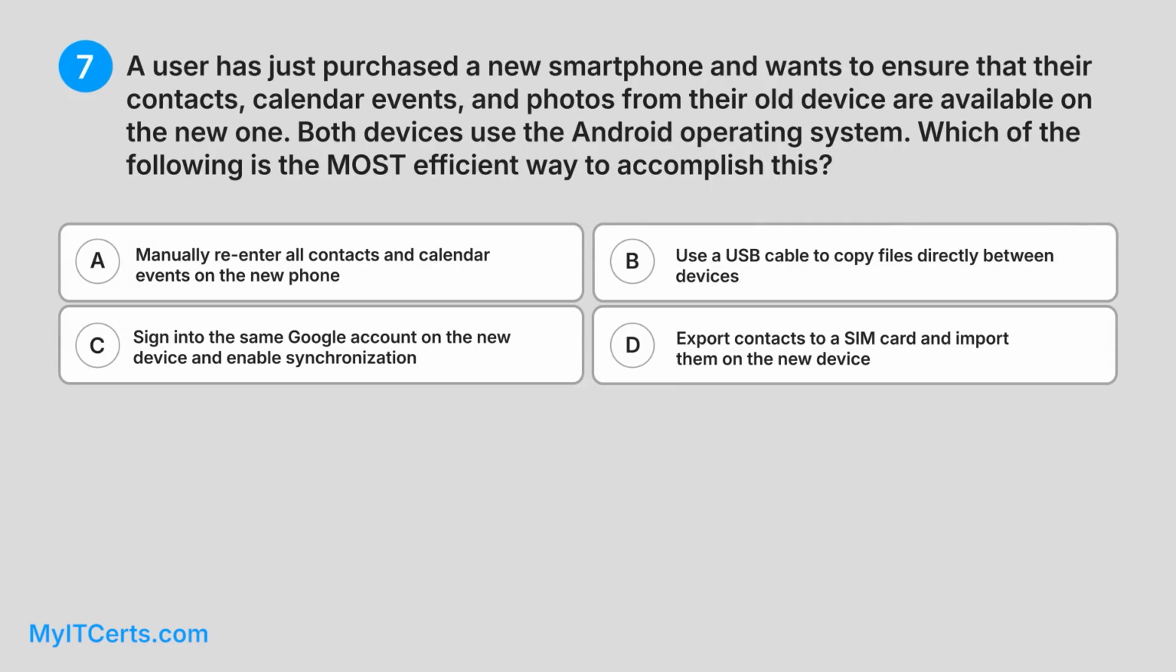Seven. A user has just purchased a new smartphone and wants to ensure that their contacts, calendar events, and photos from their old device are available on the new one. Both devices use the Android operating system. Which of the following is the most efficient way to accomplish this? A. Manually re-enter all contacts and calendar events on the new phone. B. Use a USB cable to copy files directly between devices. C. Sign into the same Google account on the new device and enable synchronization. D. Export contacts to a SIM card and import them on the new device.